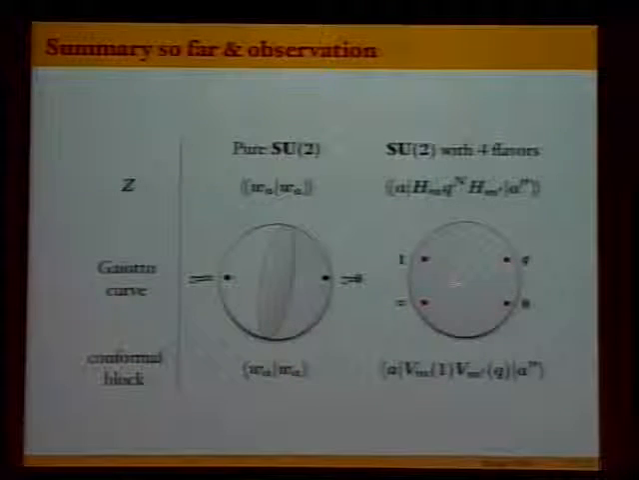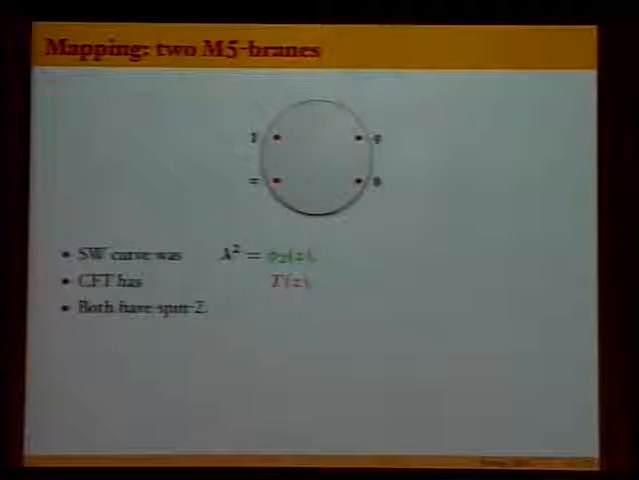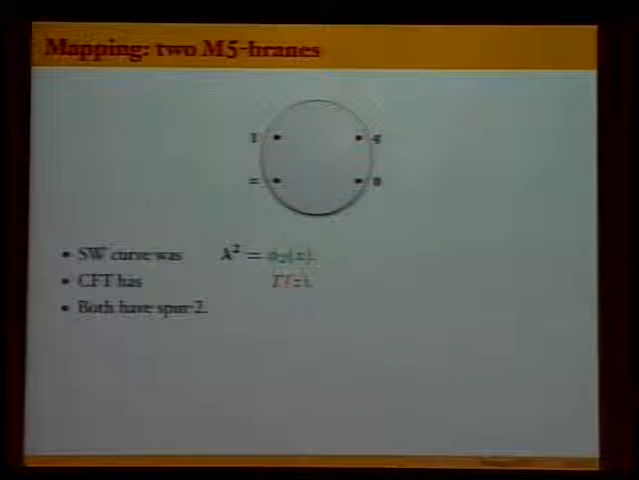If you have 4 points on the sphere, you have one state, insertion of a vertex operator, another insertion of a vertex operator, and you close the inner product. So you suspect that they might be equal, and indeed they are. So the idea is this. The Seiberg-Witten curve for two M fibrils is this. It's very simple. The Seiberg-Witten differential squared is given by a spin 2 object. CFT also has a spin 2 chiral object, which is the energy momentum tensor.